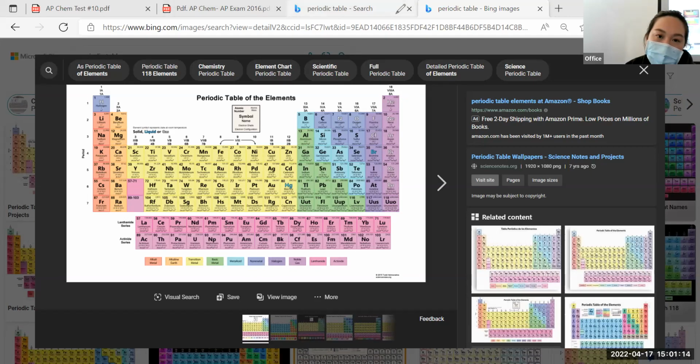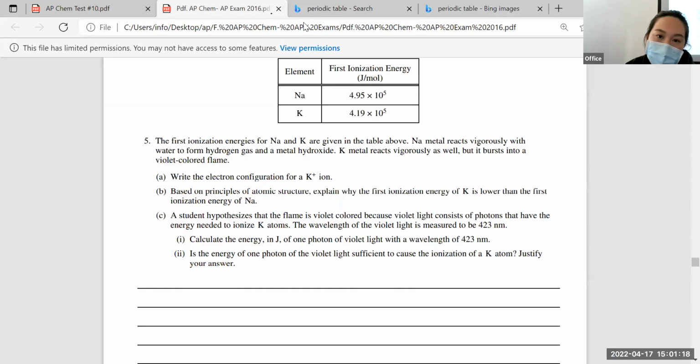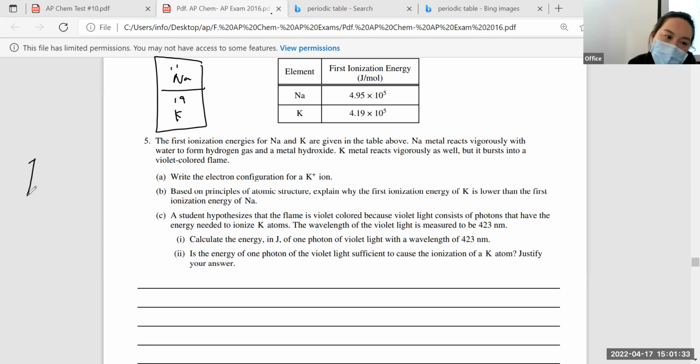Na, K. Right, on our periodic table, this is what it looks like. Na is 11, 19 is K. Right, on our periodic table, you have Na and then K. Remember, any periodic trend can be described by two things. When you go up and down, what do you consider? Up and down a group?